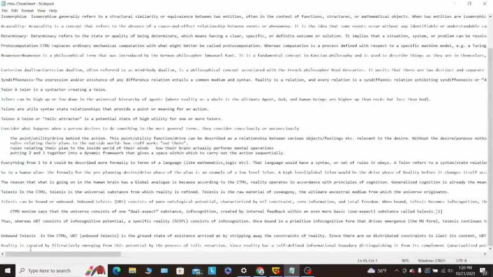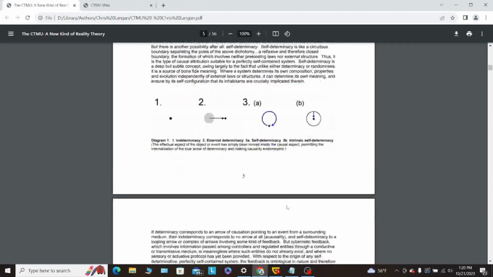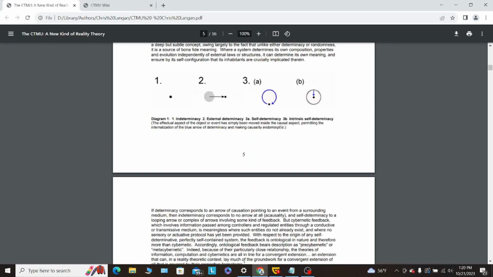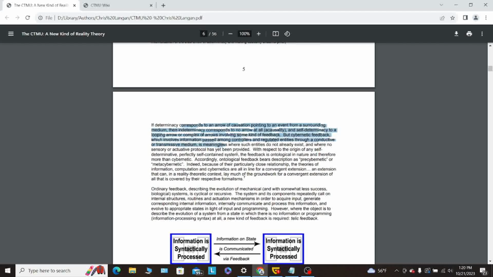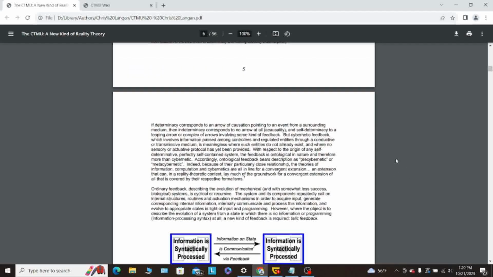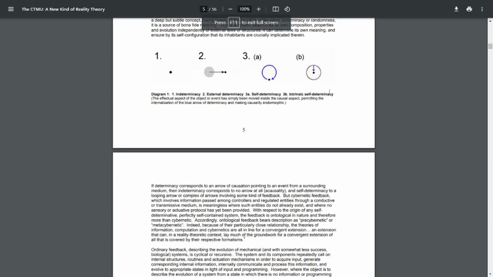Okay, I think that's good for now. Let's get into the document. Okay, I think we basically got up to examining this. If we did read this a little bit, we'll just reread it for review. So, if determinacy corresponds to an arrow of causation, actually, let me go ahead and do this. Let's see. And I'll go ahead and have this showing.